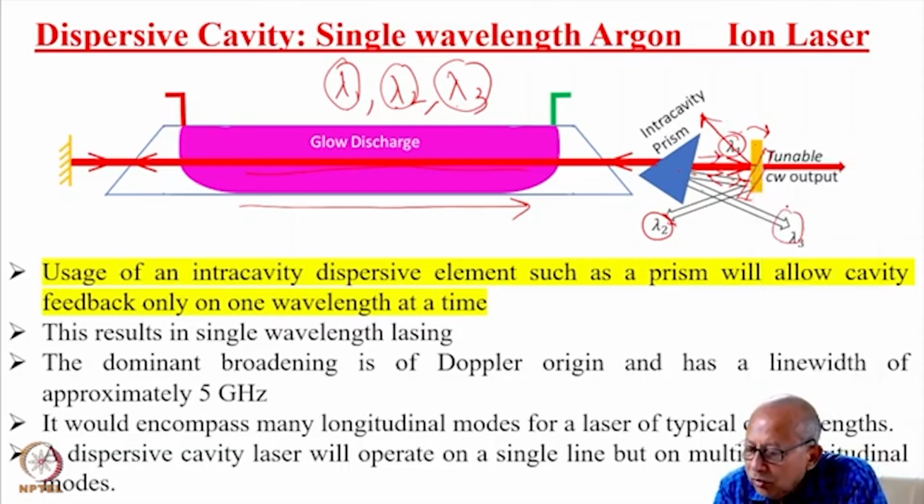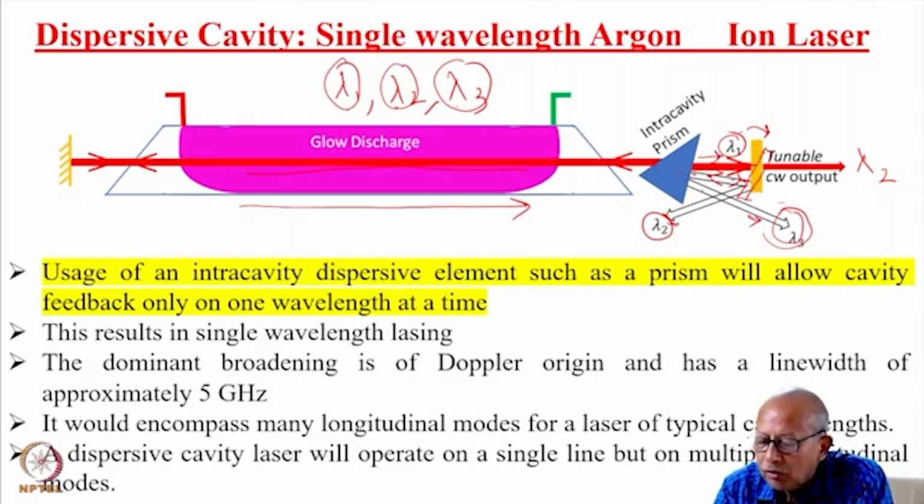And the same would be true for the other wavelength also. So now the cavity, the laser will laze on wavelength lambda 2. Similarly, by tilting it further, you can now bring this wavelength lambda 3 into lasing, while both lambda 1 and lambda 2 now would get lost.